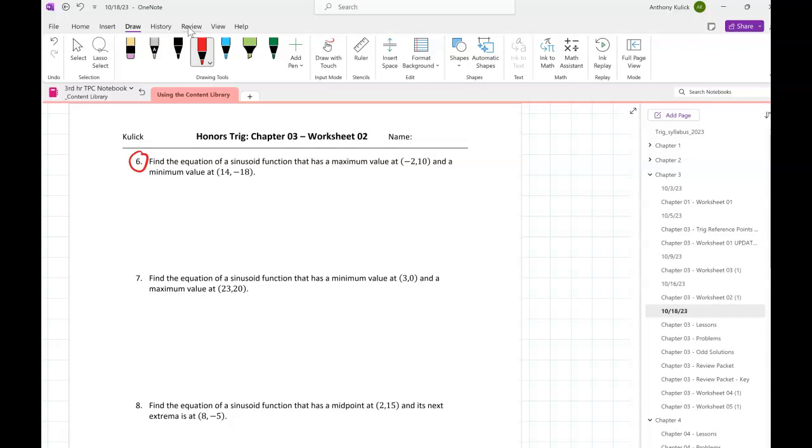Find the equation of a sinusoid function that has a maximum value at (-2, 10) and a minimum value at (-14, -18). What type of function should I choose, sine or cosine? You're given mins and maxes. It's always cosine. You want to use cosine. Mins and maxes, cosine. Nothing, or a midline point, is sine. So if you're given nothing, the point could be anywhere, pick sine.